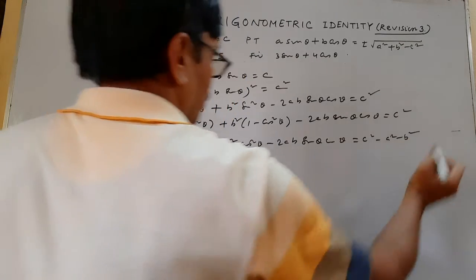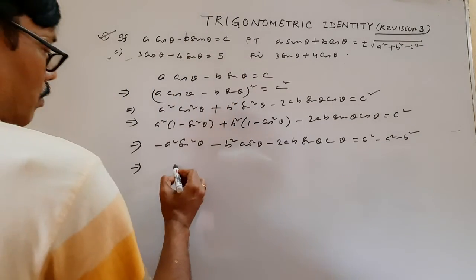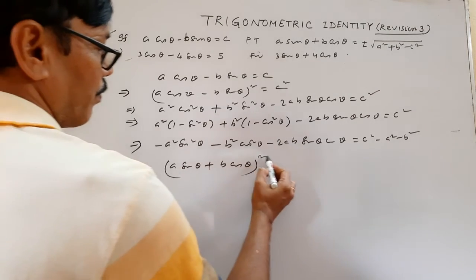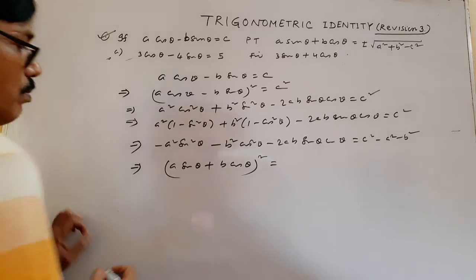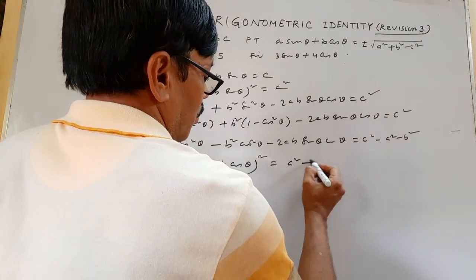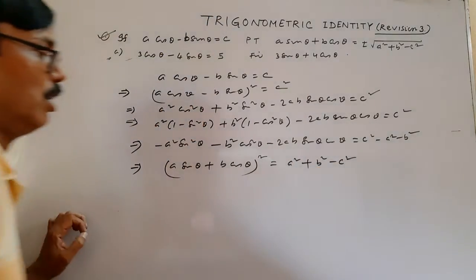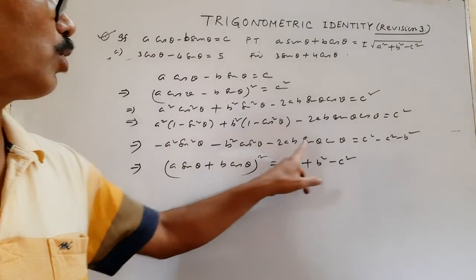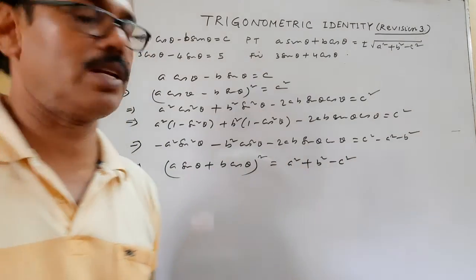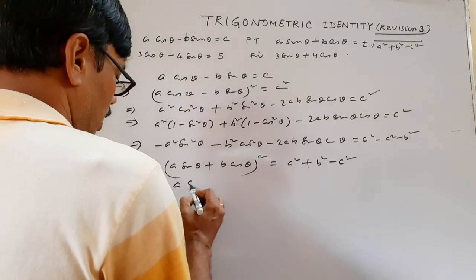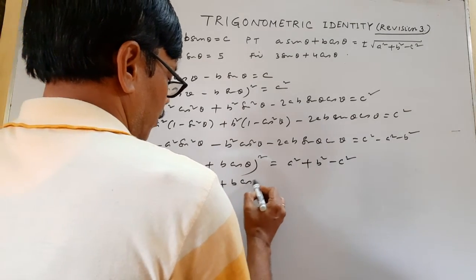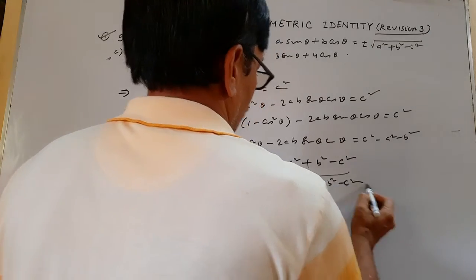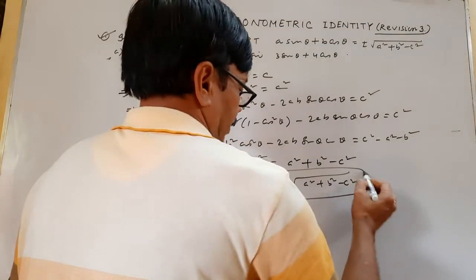Minus A square minus B square. Then multiply by minus: (A sin theta plus B cos theta)². Taking minus common, it is A square plus B square minus C square. Look, omitting one step. Take minus common, so all terms will be plus. This is A square plus B square minus C square. Now A sin theta plus B cos theta equals plus minus root of A square plus B square minus C square. Good.